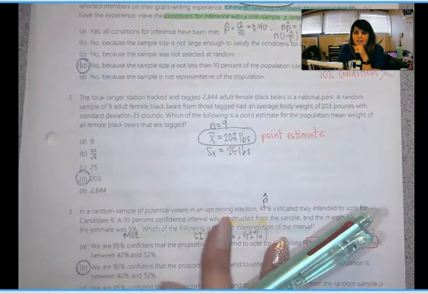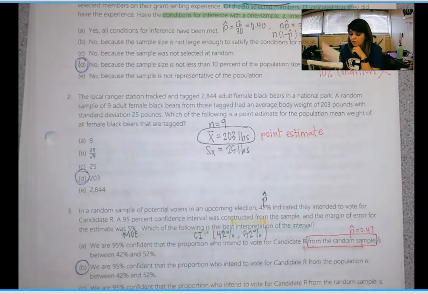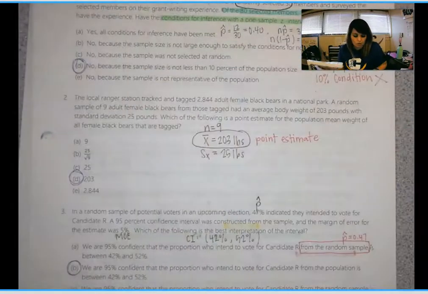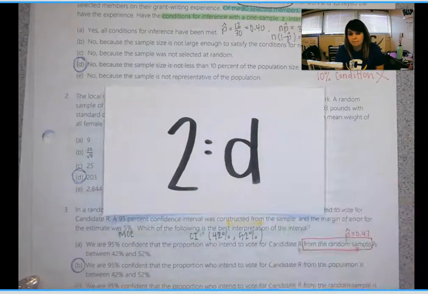Part 2 is asking for the point estimate for the population. So on my overview, the one section that I have, oh, do you see what I did there? I didn't hold up my index card. Rewind.